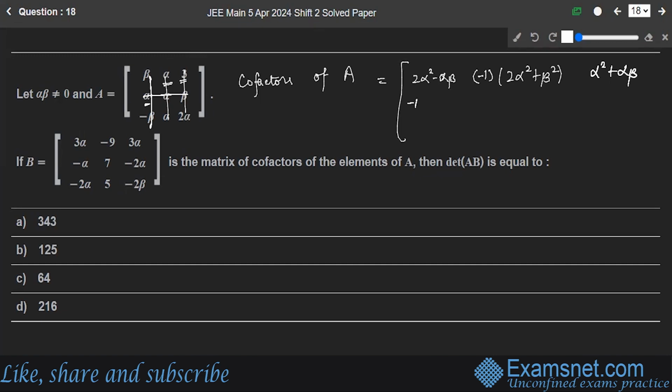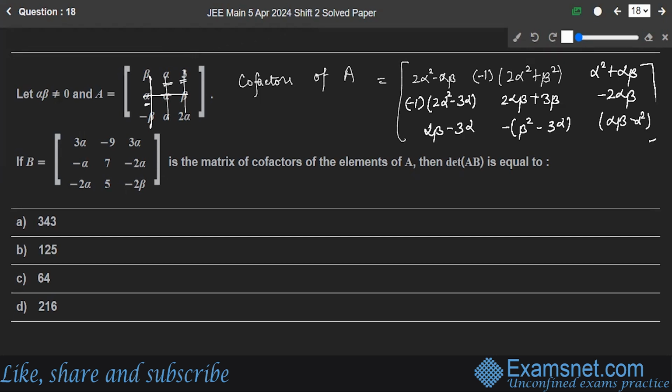So minus, because this is second row, first column, minus 1 raised to power 1 plus 2. It will give me minus 1 only. Here you will have 2 alpha square minus 3 alpha. This will have 2 alpha beta plus 3 beta. And this is minus 2 alpha beta. This will give you alpha beta minus 3 alpha, minus beta square minus 3 alpha, and alpha beta minus alpha square. These are your cofactors of the A matrix.